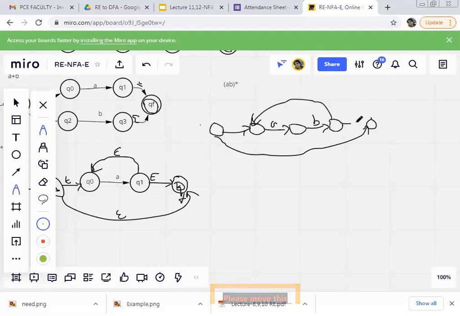So this is how you have to complete it. Wherever there is no input, you'll have epsilon. And this will be your start state, and this will be your final state. You can name it as 1, 2, 3, 4, 0, 1, 2, or something like that. I'm naming it as 1, 2, 3, 4, 5.